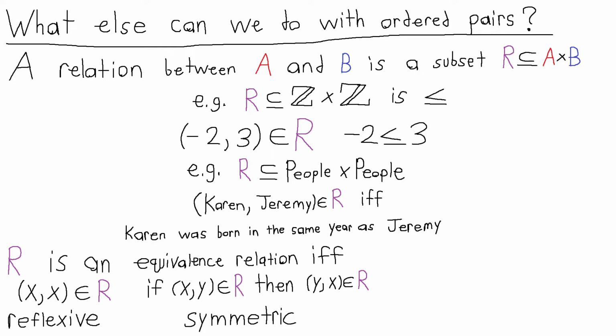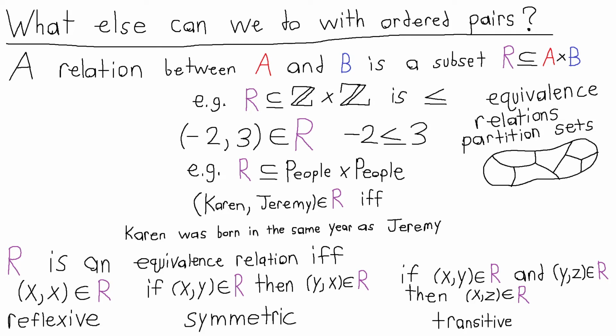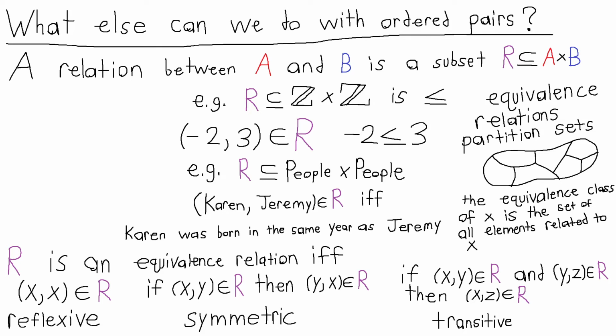Finally, we have the transitive property, which means that if x is related to y, and y is related to z, then this means that x has to be related to z. Or in other words, if xy and yz are ordered pairs that are elements of R, then this means that xz also has to be an ordered pair that's an element of R. Equivalence relations are important because they allow us to partition sets into subsets called equivalence classes, where each equivalence class is made up of elements that are all related to one another.